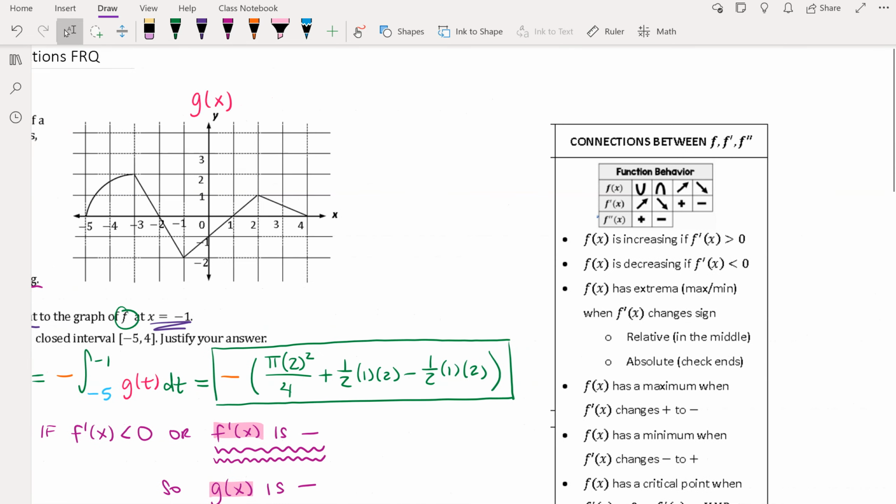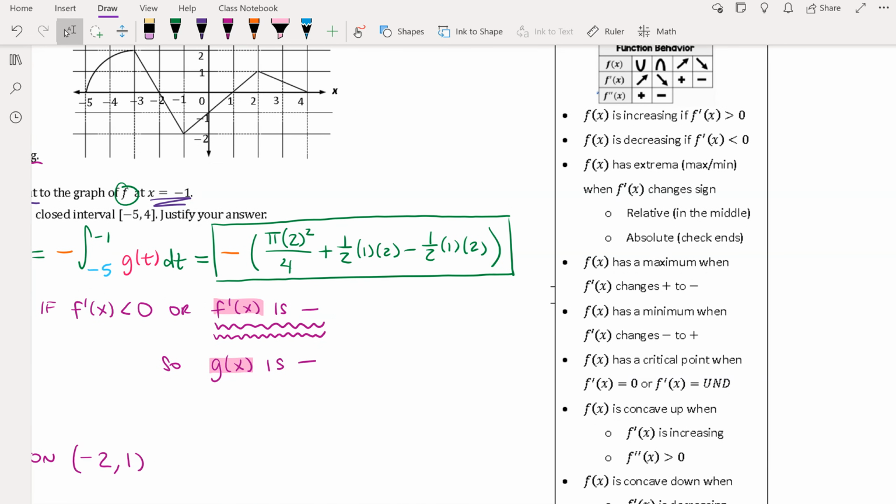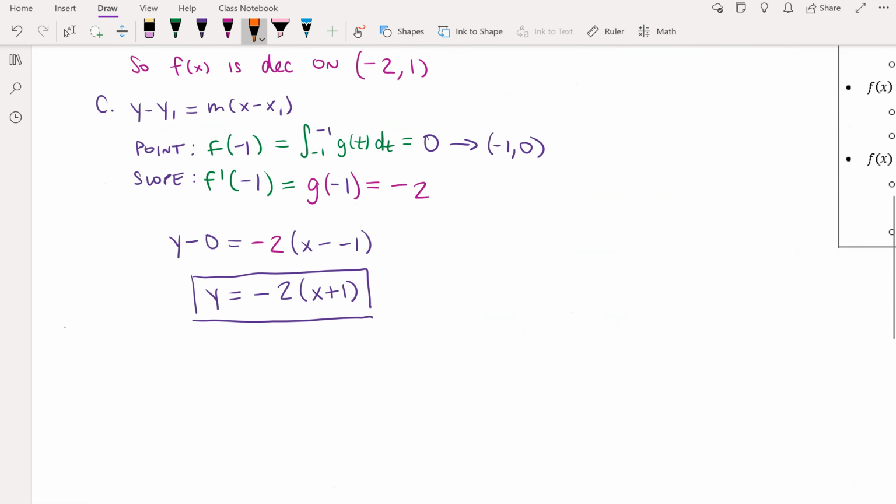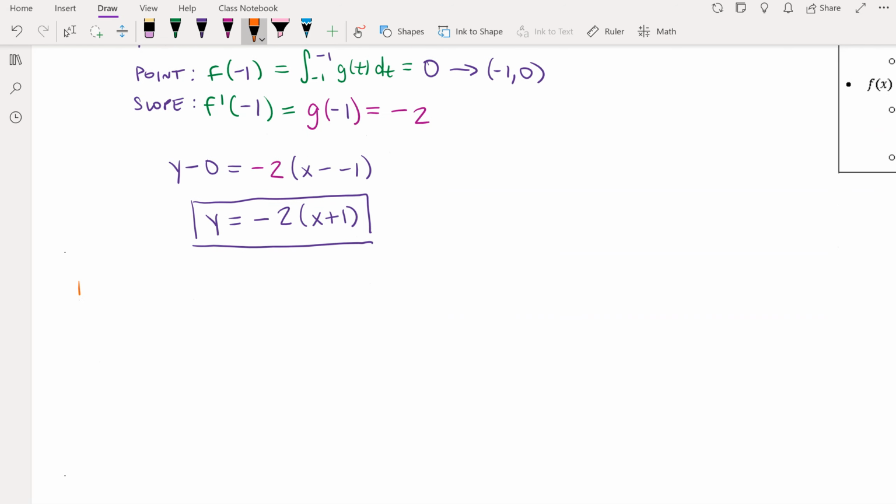So let's go over here. We need to memorize these. But when does f have a minimum? F has a minimum when f prime changes from negative to positive. That's when f has a minimum. So let's write that down. D, part D. Okay. F has a minimum, you can write min, if f prime of x changes negative to positive.